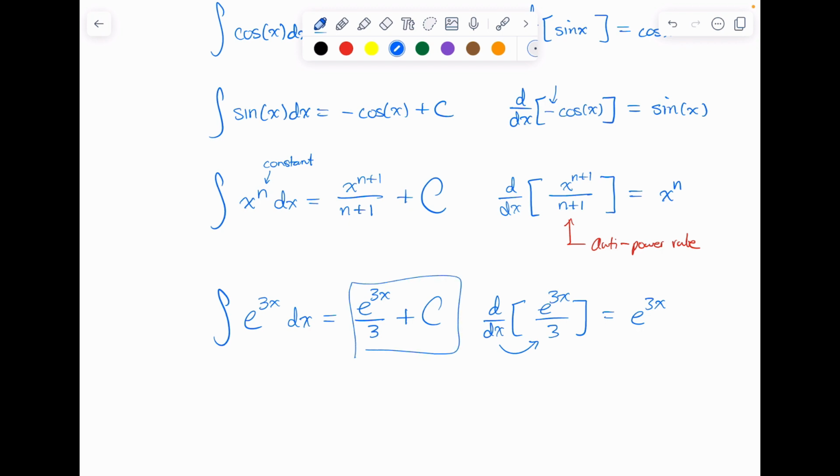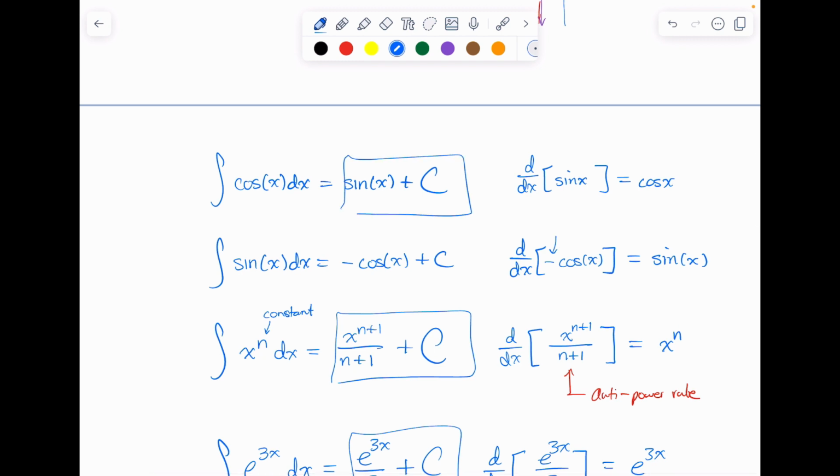These would literally be our answers. For all of these, yes, you would leave c in your answer. These are not numerical; you're not going to get a number answer here. We have a family of functions as our answer.